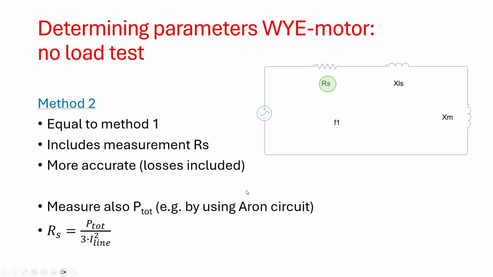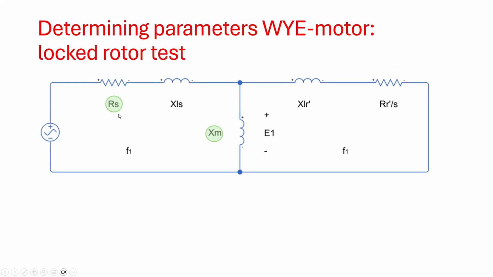So what we do in that case, we also measure the total active power, for instance by using an Aaron circuit, because in that way we only need to use 2 wattmeters instead of 3. And we calculate RS by dividing the total active power by 3 times the line current squared. So now we have RS, we have XM, we only need to define these 3 parameters.